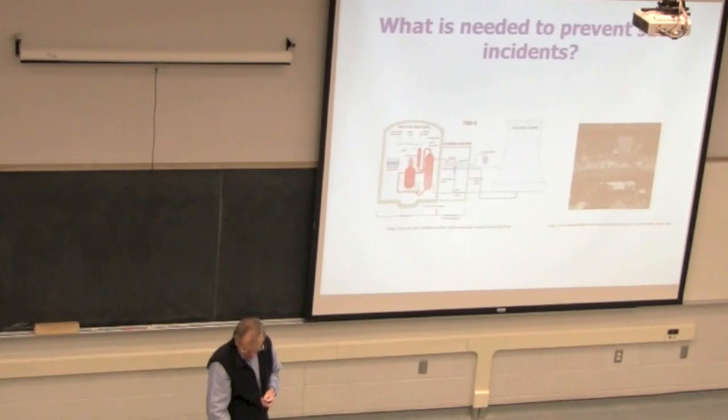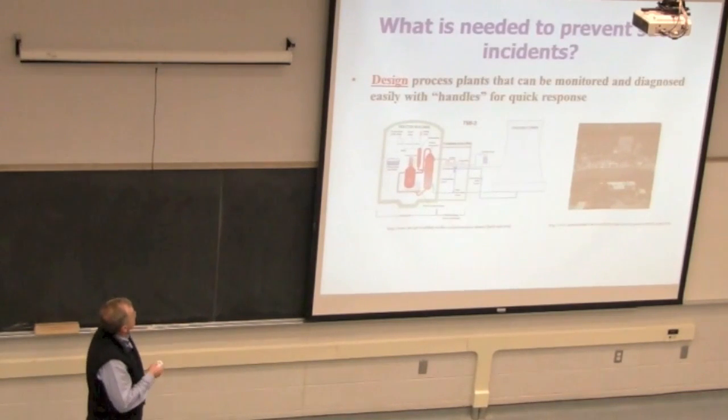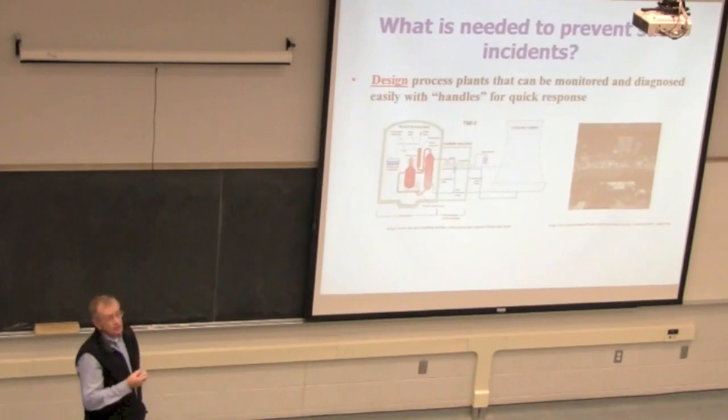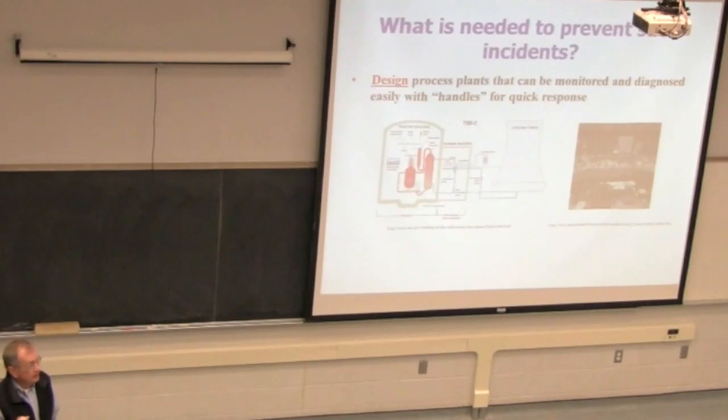So how do we make sure that our plants are safe and designed to work well? First of all, there's two steps. One is we have to design the plant properly. So we have to design the plant so that you can monitor everything that's going on.